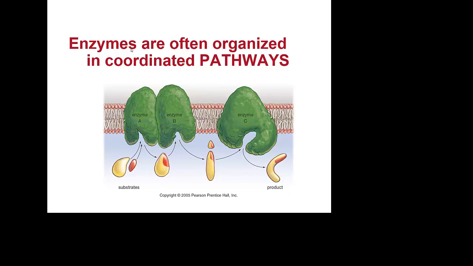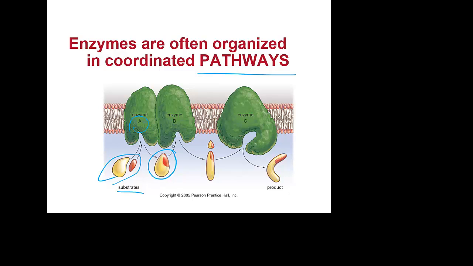Often we see this coordinated in something known as a metabolic pathway. This is the conversion of substrates into some product that we need that can't be done in a single step. So in the first step, we're going to actually combine two substrates. So this yellow and this orange are going to come together in enzyme A. Enzyme A's product is this kind of fingernail looking thing.